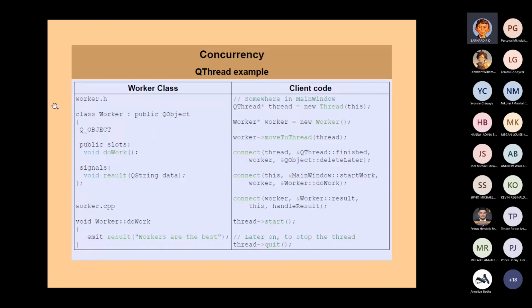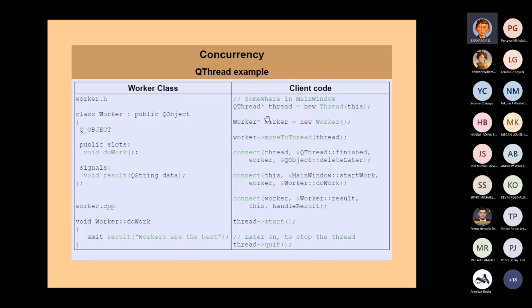Okay, looking at an example, we've got our worker class. Notice it inherits QObject. Then I've just got a public slot and it's called doWork. In other words, it's not called process. And then a signal which we call result here. In the implementation, all we've done in our doWork slot is just emit a signal. So it's a very simple little class. It's probably a bit of a trivial example.